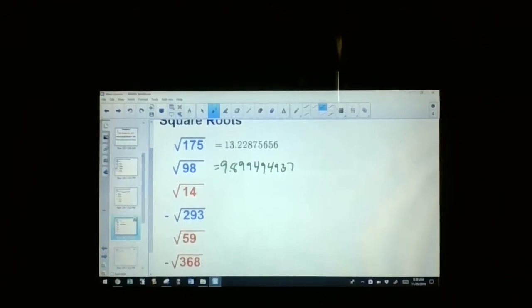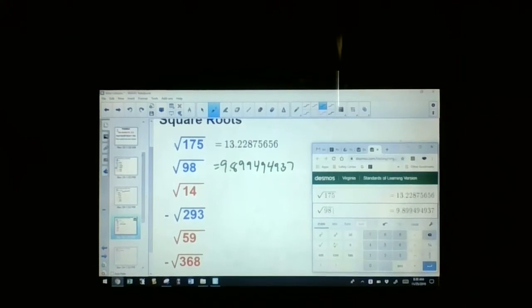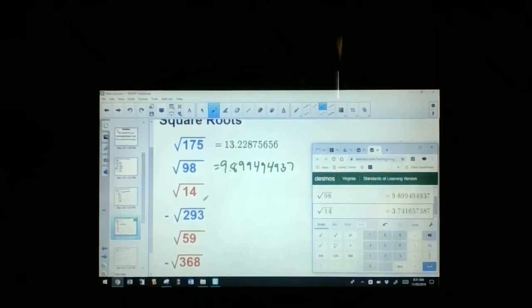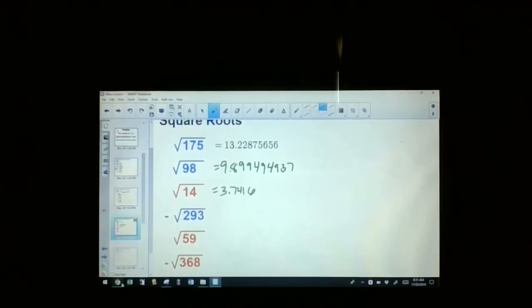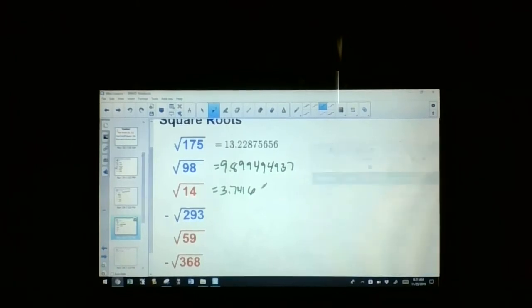All right, pause the video and try square root of 14. As you think about the square root of 14, one of the things we should remember is that since the square root of 9 is 3 and the square root of 16 is 4, and 14 is between 9 and 16, it should be somewhere between 3 and 4. Let's see, square root 14. Aha, it is 3.7416, and then more: 57387. All right, it's a lot of stuff there.